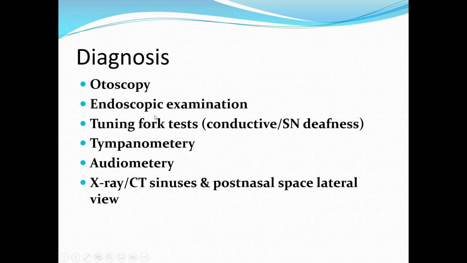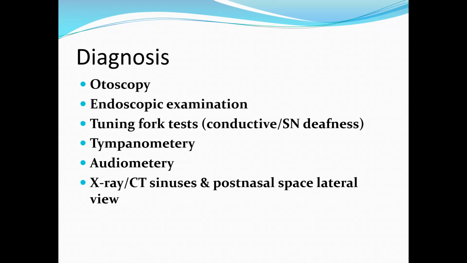Then tuning fork test, because the patient presents with deafness. So the tuning fork test will show conductive hearing loss. There are two tuning fork tests, Rinne's and Weber. Rinne's will be negative and Weber will be lateralized towards the diseased ear. Tympanometry is the investigation, and this investigation will show negative pressure, will show fluid in the middle ear, and will show obstruction of the eustachian tube.